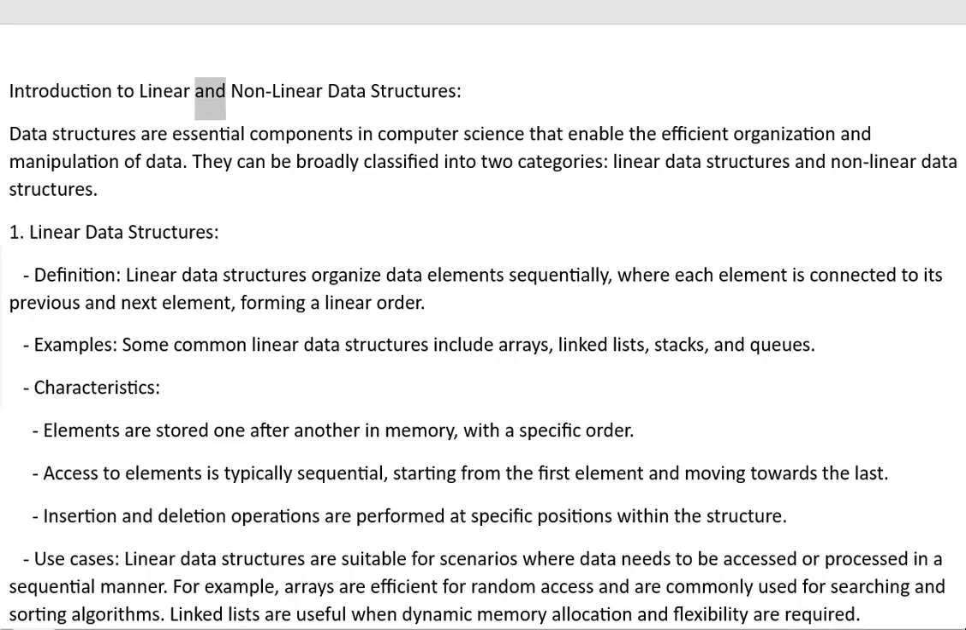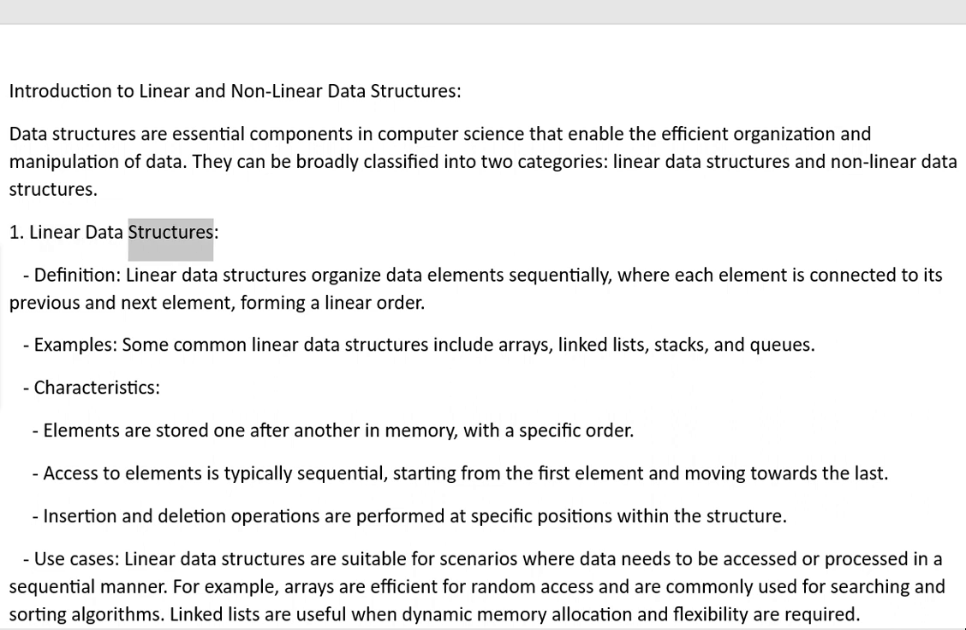Introduction to Linear and Nonlinear Data Structures. Data structures are essential components in computer science that enable the efficient organization and manipulation of data. They can be broadly classified into two categories: linear data structures and nonlinear data structures.